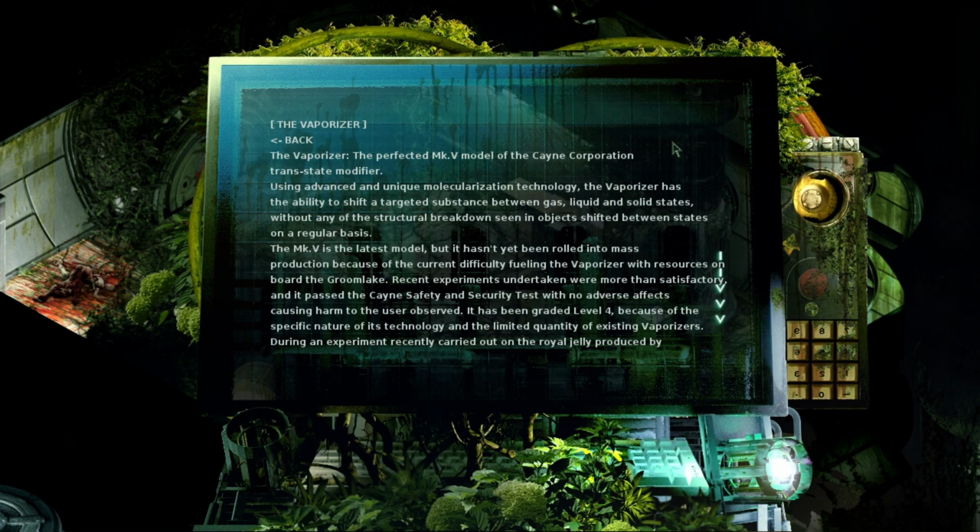The Vaporizer, the perfected Mark V model of the Kane Corporation Trans-State Modifier. Using advanced and unique molecularization technology, the Vaporizer has the ability to shift a targeted substance between gas, liquid, and solid states, without any of the structural breakdown seen in objects shifted between states on a regular basis. The Mark V is the latest model, but it hasn't yet been rolled into mass production because of the current difficulty fueling the Vaporizer with resources on board the Groom Lake. Recent experiments undertaken were more than satisfactory, and it passed the Kane safety and security test with no adverse effects causing harm to the user observed.